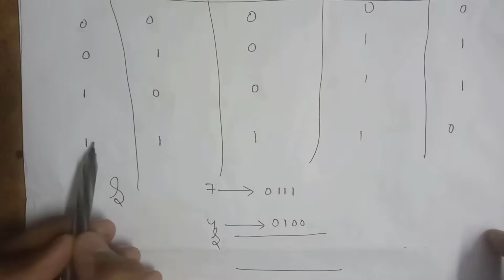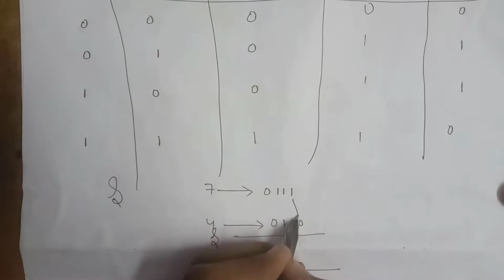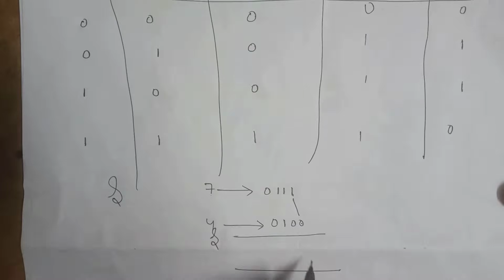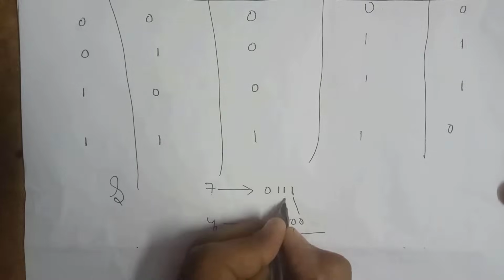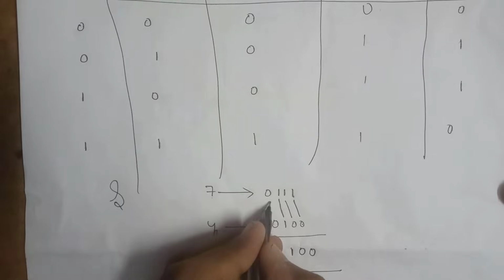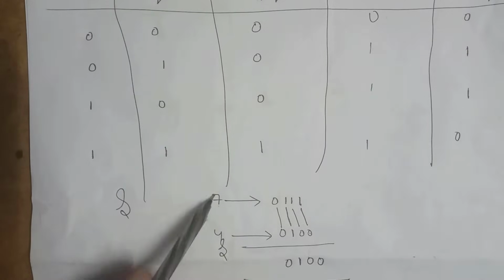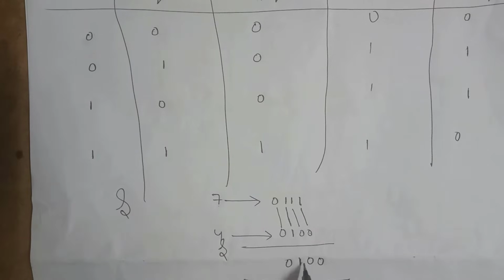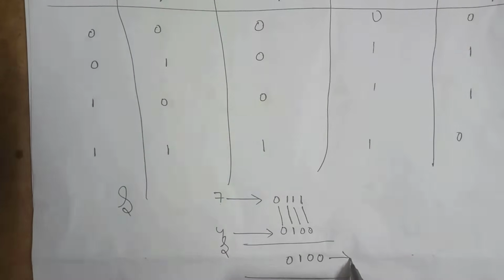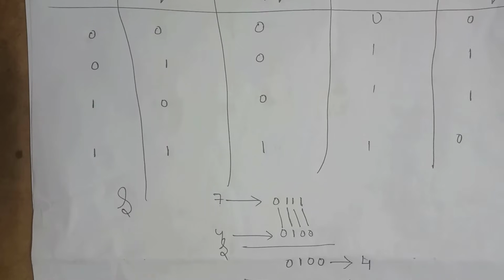For bitwise AND, if both values are 1, the result will be 1, else the result is 0. So compare both, starting from the last. 1 and 0, that means the value is 0. Next 1 and 0, the value is 0. And for 1 and 1, the value is 1. And for 0 0, the value is 0. After performing bitwise AND for 7 and 4, we got the result 0 1 0 0. Now you need to convert this 0 1 0 0 into decimal. If you convert this 0 1 0 0 into decimal, then you will get the value 4. This is how we perform the bitwise AND operation for two numbers.